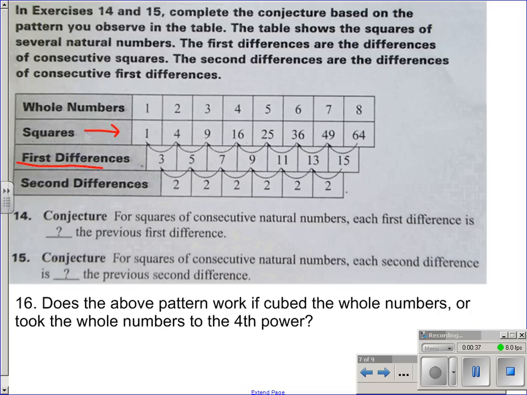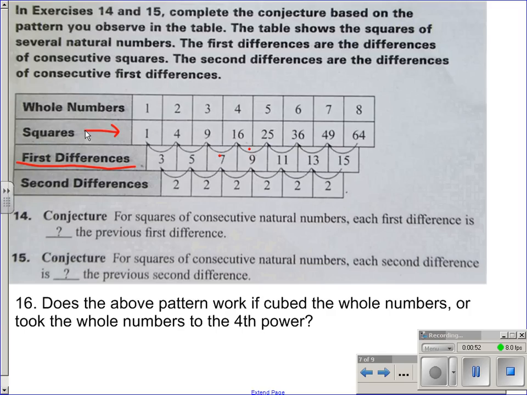This right here is called first differences. This 3 is the difference between 1 and 4. The difference between 4 and 9 is 5. Between 9 and 16 is 7. 16 and 25, there's your 9. It's called the first differences.